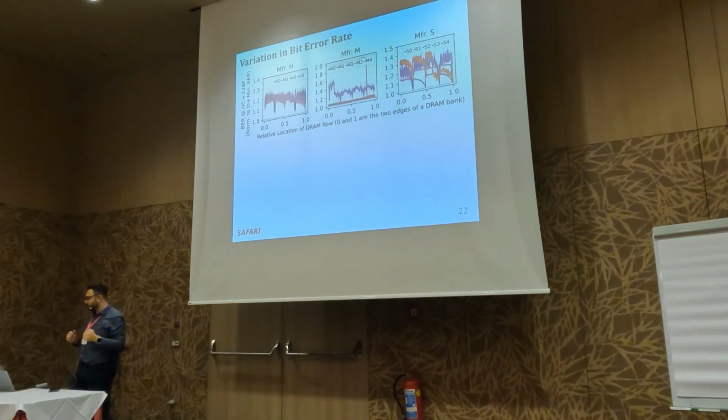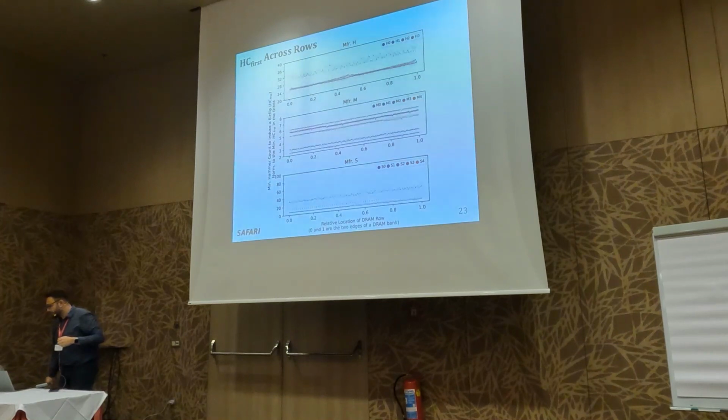We just saw bit error rate variation in this way, in repeating patterns, so we suspected there's some correlation. But when we look at how the minimum hammer count needed changes across rows, it's mostly flat and some uniform distribution, so we couldn't find it. I hope that answers your question.